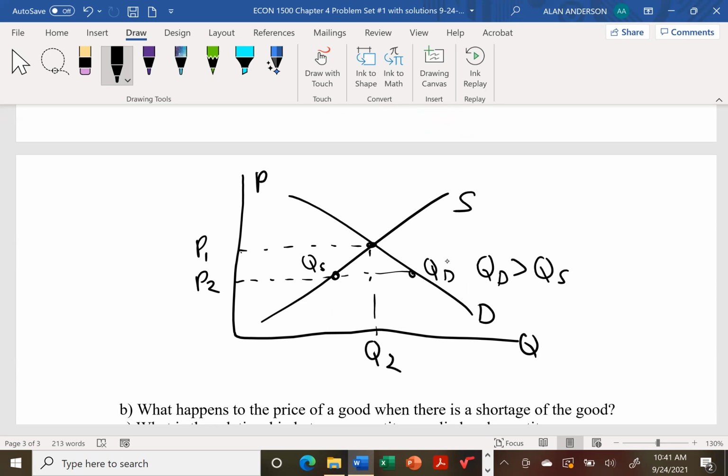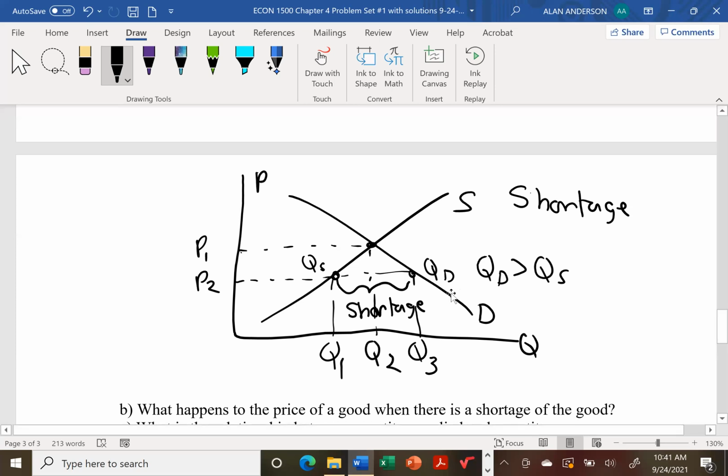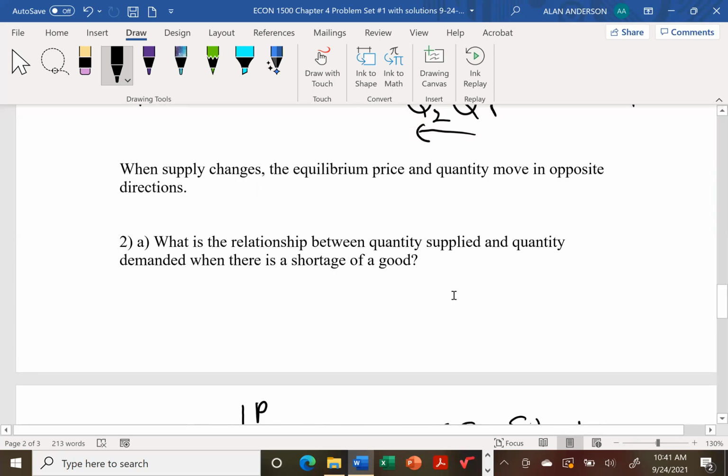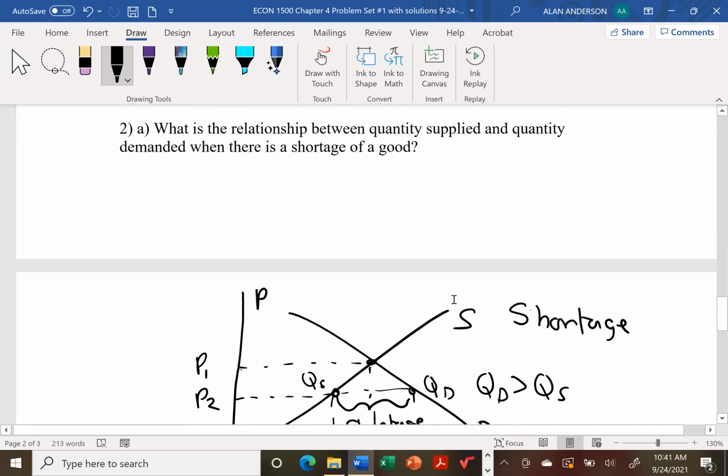And so, tell you what, let's call this Q1 and Q3. So the problem here is that Q3 is what we want to buy. Q1 is what we're able to buy. And so there's a shortage equal to this amount. Not enough is being produced at such a low price to satisfy the demand for this product. So this is what we mean by a shortage. And so the natural reaction to this by the producers is to raise the price. But here they just want to know what is the relationship between quantity supplied and quantity demanded.